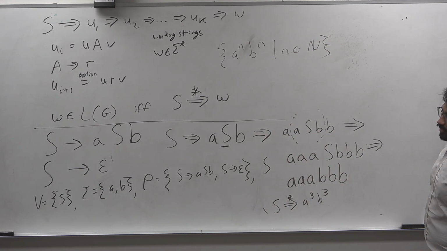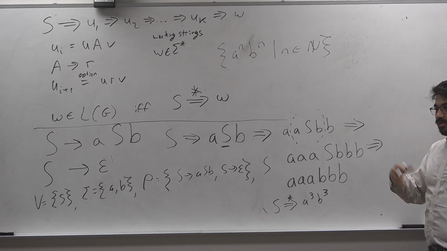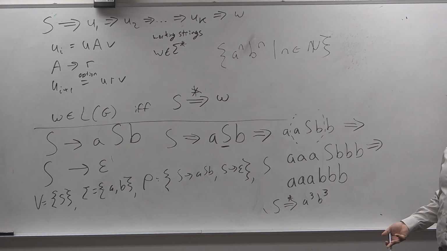So first off, that's a non-regular language. So we were able to give a context-free grammar to a non-regular language. So first off, we're not going to be able to prove that the context-free grammars are equivalent to the regular languages. So already we have something different.